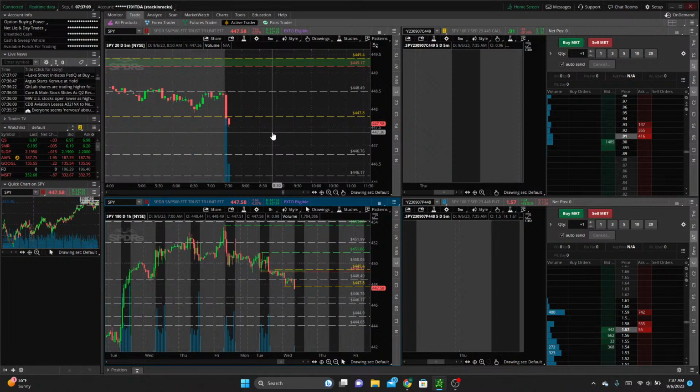Like I said, I usually pretty much never take a trade right off open. But it was just pretty much exactly what I was looking for, a break and retest of that 448.5. So that's kind of an anomaly for me.